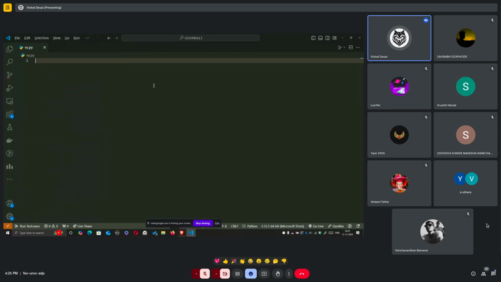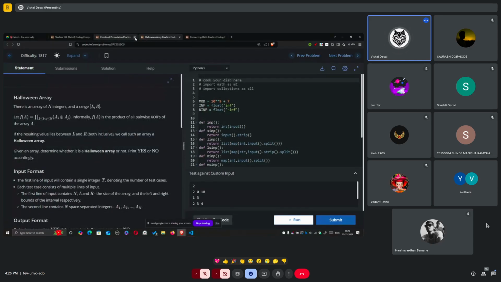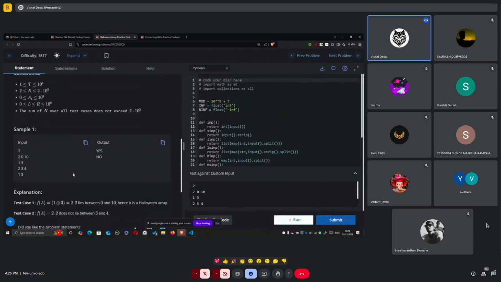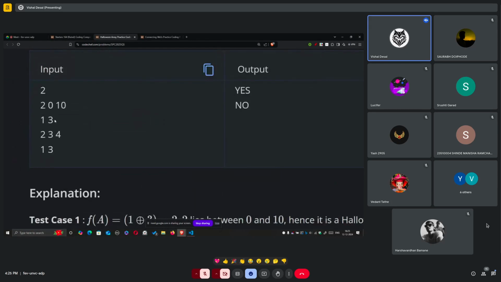Now, this one, Halloween array. There are n integers and a range L to R. Let f of a be, informally, the product of all pairwise XORs of the array A. If the resulting value lies between L and R, both inclusive, then print yes, or else print no. That's the question. So let's take an example. This first one, yes, should work.